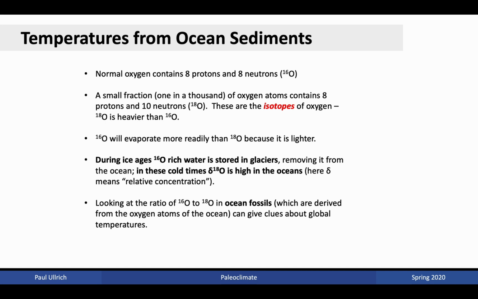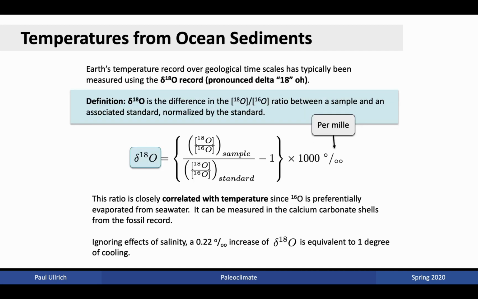Here, the delta denotes the relative concentration. If we look at the ratio of 16O to 18O in ocean fossils and other ocean sediments, which are derived from oxygen atoms in the ocean, that is, this biota grows and extracts oxygen as it grows from the ocean, then this can give us clues about global temperatures at the time. The Earth's temperature record, then, over these geologic timescales is measured using this quantity delta 18O.